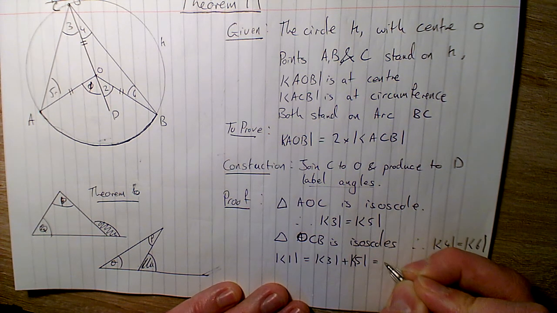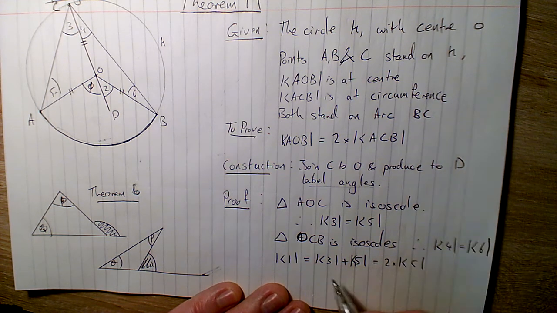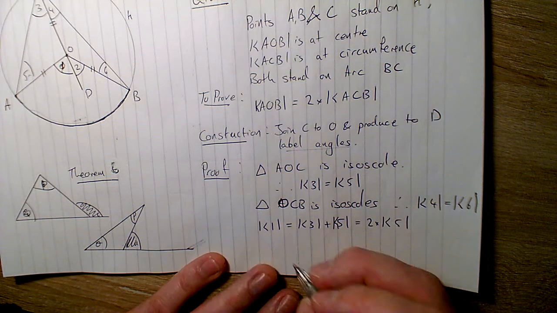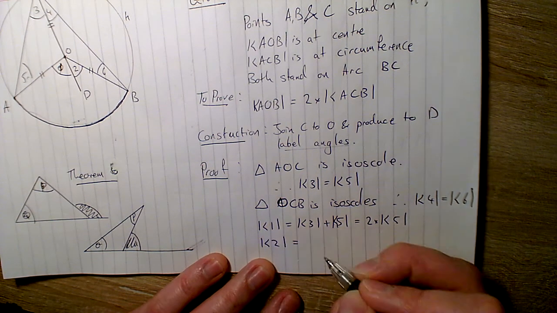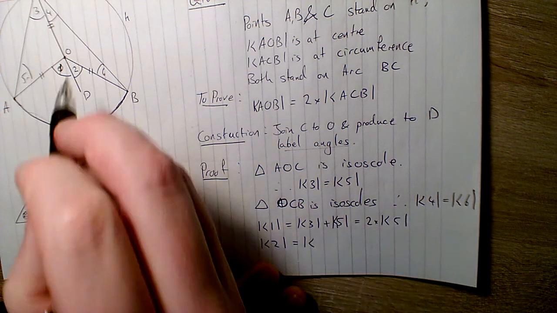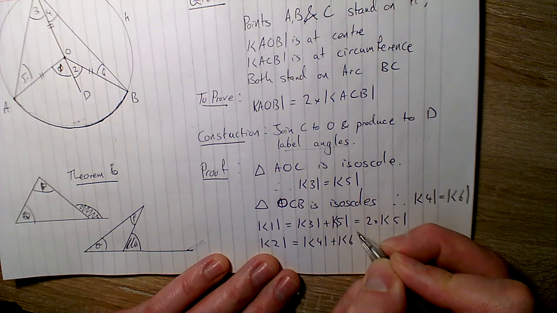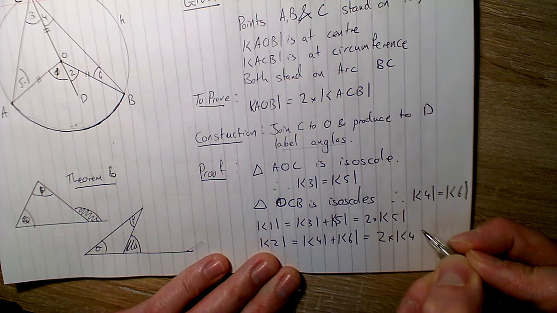Which is just 2 multiplied by 5, because remember 3 and 5 are the same size. Same thing, we can say the size of this angle 2 is equal to 4 and 6 together. The size of 4 plus the size of 6 together, which is 2 times the size of the angle 4.